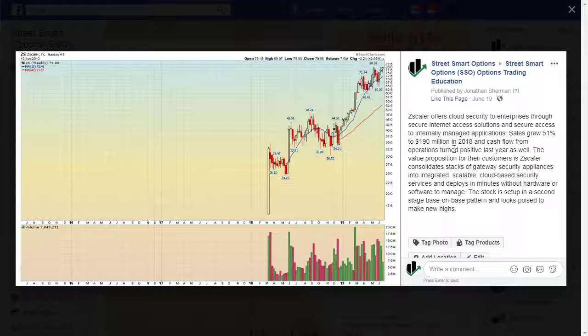And I'll go through the analysis and why I was interested in it. First, a little brief background on Zscaler, and I'll just read what I wrote here. Zscaler offers cloud security to enterprises through secure internet access solutions and secure access to internally managed applications. Sales grew 51% to $190 million in 2018, and cash flow from operations turned positive last year as well. So the value proposition for their customers is that Zscaler consolidates stacks of gateway security appliances into integrated, scalable, cloud-based security services that deploy in minutes without hardware or software to manage.